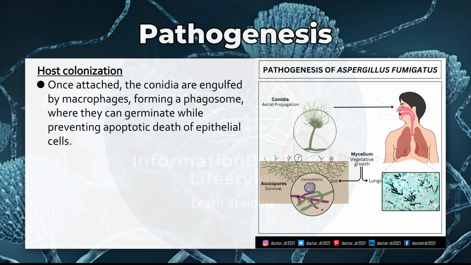Once attached, the conidia are engulfed by macrophages, forming a phagosome, where they can germinate while preventing apoptotic death of epithelial cells.